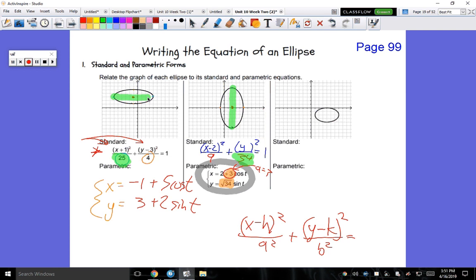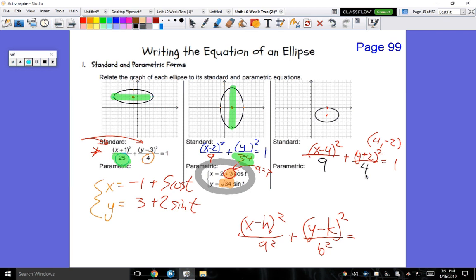Okay? And the last one. What does that center look like to you? 4, -2. It's going to be x minus 4 because it's opposite, and y plus 2 because it's opposite. Now we just have to figure out what the jumps are. It jumped how many left and right? 3, so we're going to put 9. How many up and down? 2, so we're going to put 4.